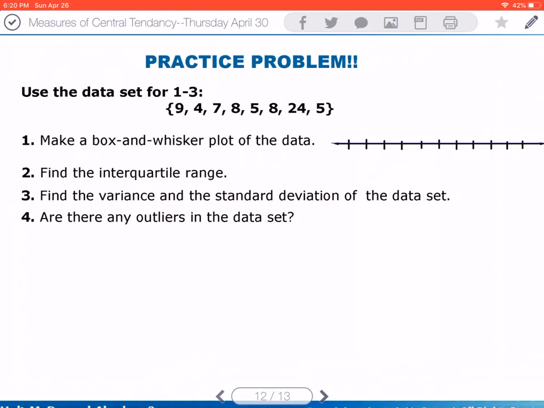But before we make the box and whisker plot of the data, we want to input this information into our calculator so that we can figure out our 5-number summary, because that's important. So hit your stat button, enter, go up into L1 and clear that. And then go down and let's input our data values. So 9, enter, 4, enter, 7, enter, 8, enter, 5, enter, 8, enter, 24, enter, 5, enter. Okay, now hit stat, over to calc, enter, enter, enter, enter.